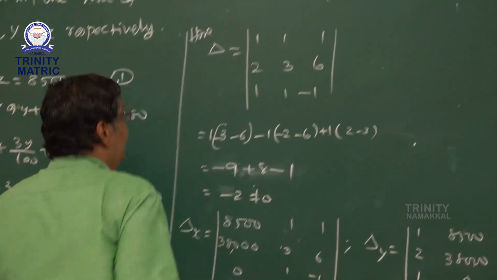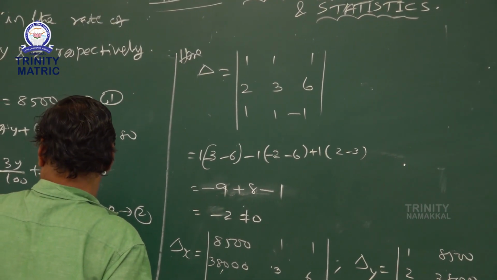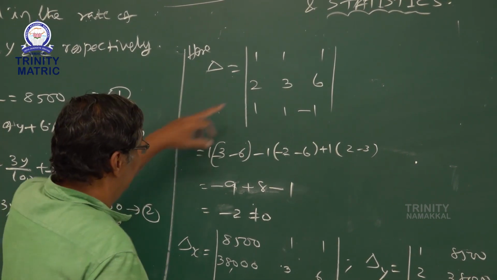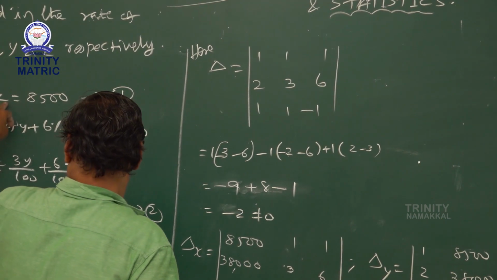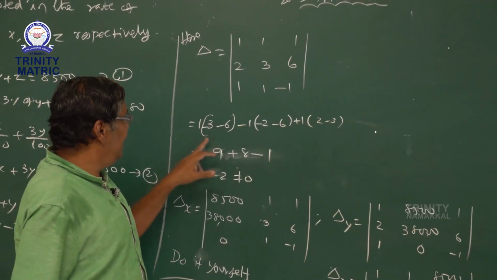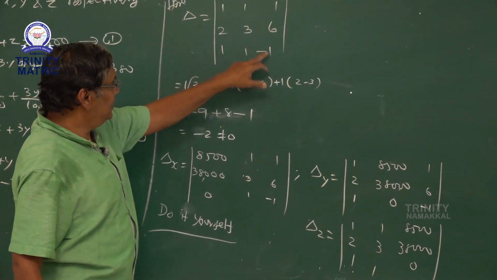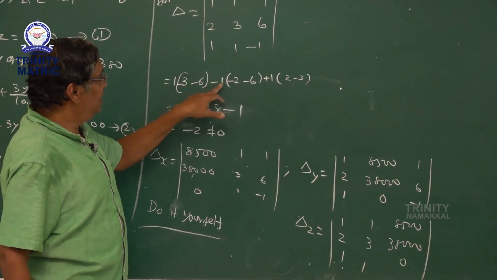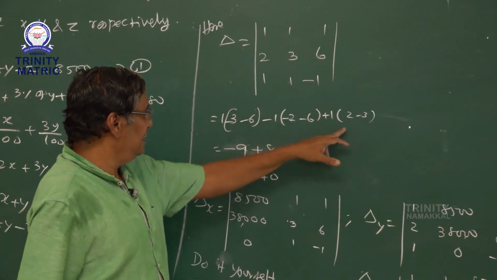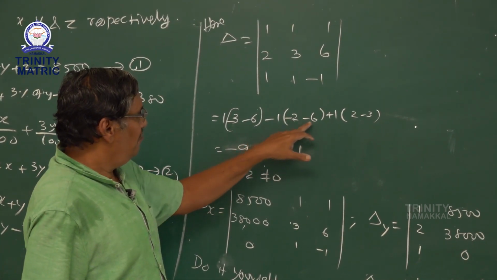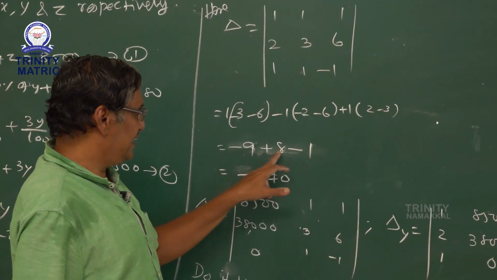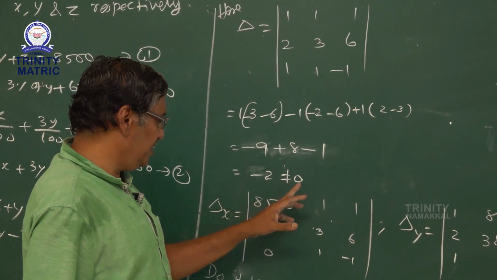How will you find del? You have to write the coefficients of x, that is 1, 2, 1. What are the coefficients of y? 1, 3, 1. What are the coefficients of z? 1, 6, minus 1. We have to find the value of del. 1, minus 3, minus 6, minus 1, minus 2, minus 6, plus 1, 2, minus 3. So minus 9, minus 8, plus 8. This one is minus 1. Minus 10 plus 8, minus 2, not equal to 0.